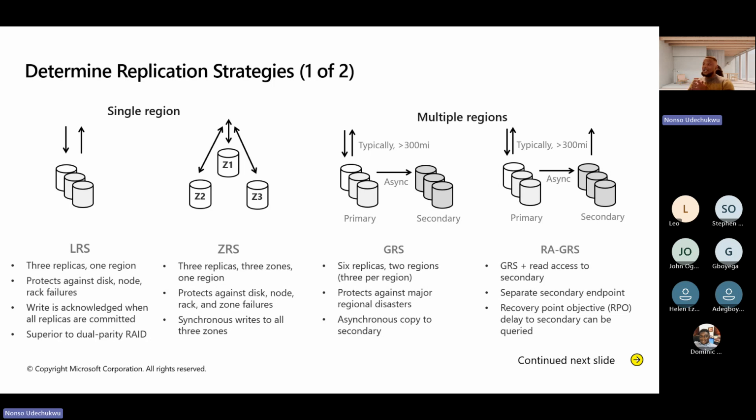Next one is GRS plus read access to the secondary. Someone asked me what's the difference between GRS and RA-GRS. With RA-GRS, you have the ability to decide that you want your application to read from the secondary. For example, if I have a backup, I can say I want the application to read from a particular data center only, and keep writes to one particular location. The difference between these two is that you actually have an endpoint where you can read.